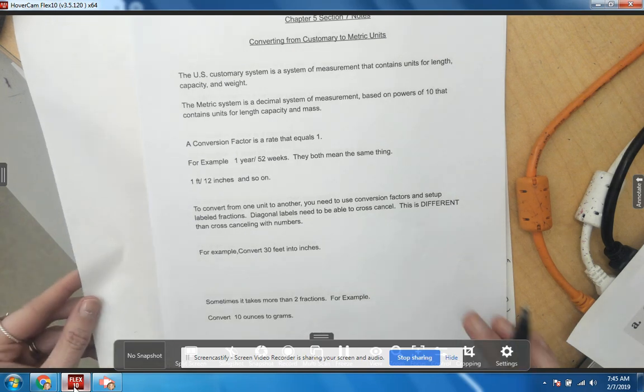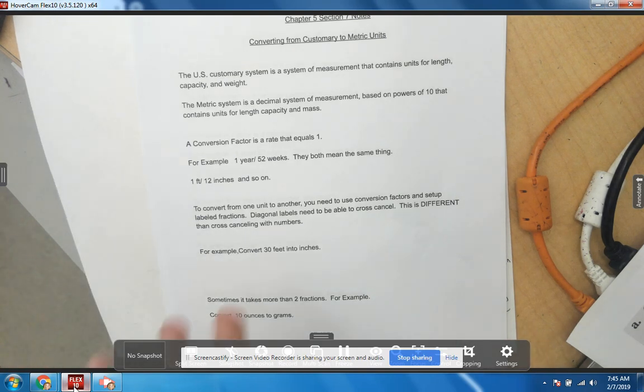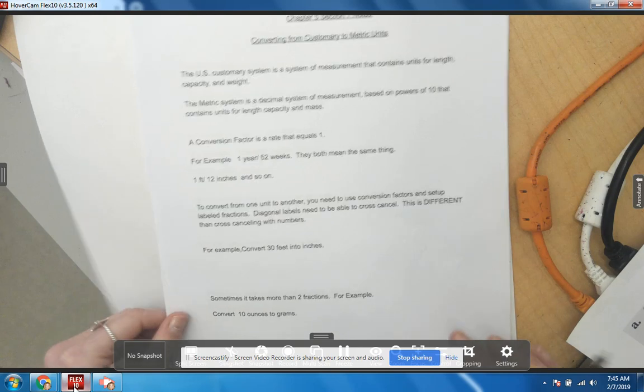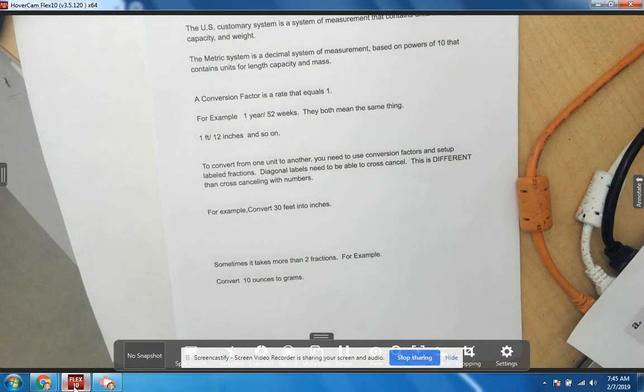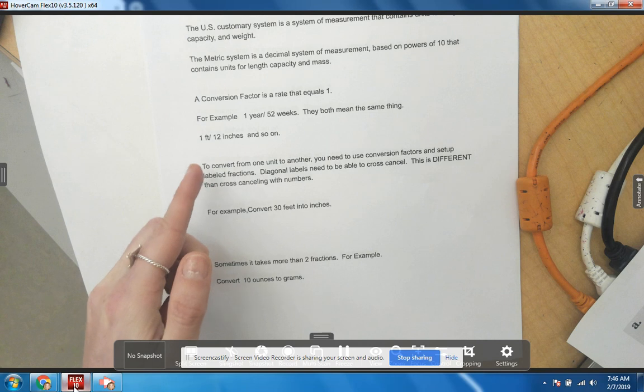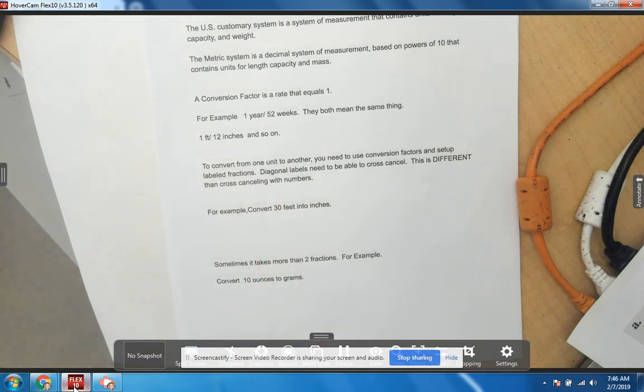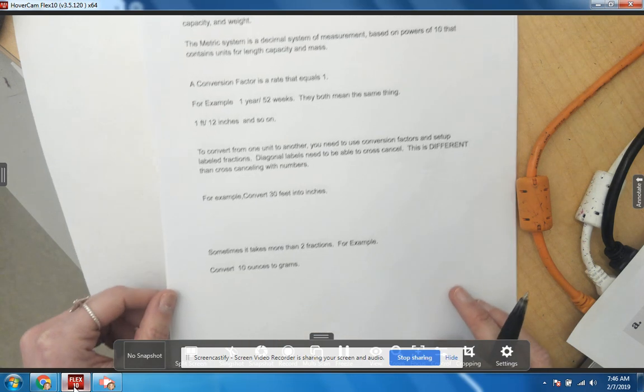This is a good skill to learn if you are ever traveling outside of the US because they don't use the same type of measurements that we do. So let me show you a conversion factor using our system. A conversion factor is a rate that equals 1. For example, 1 year over 52 weeks equals 1 because they both mean the same thing. 1 foot equals 12 inches, and so on. So two things that equal the same amount is a conversion factor.